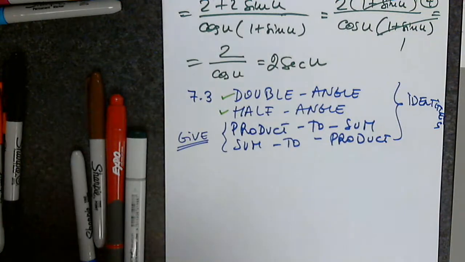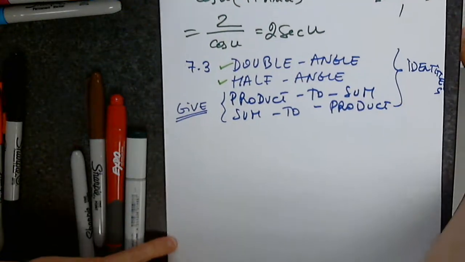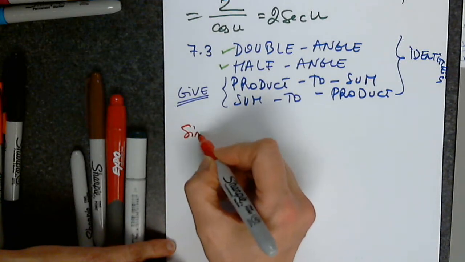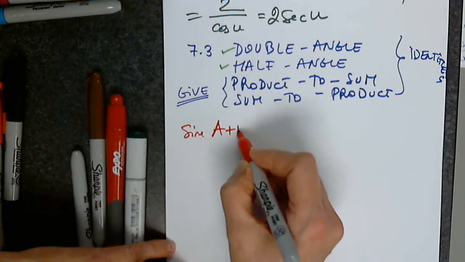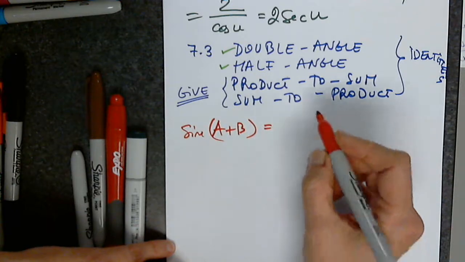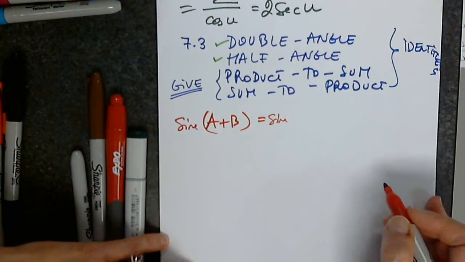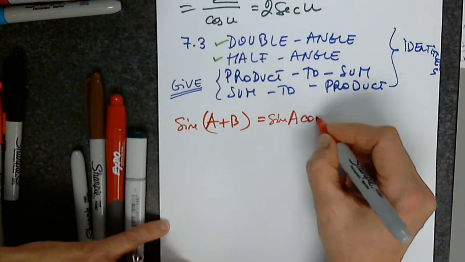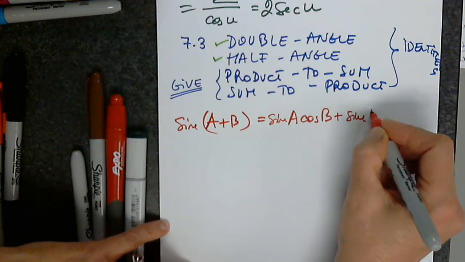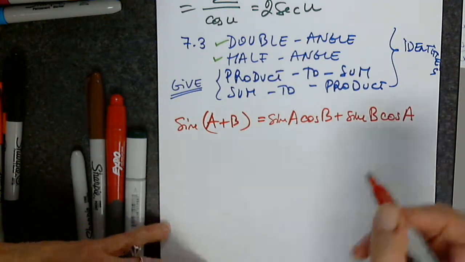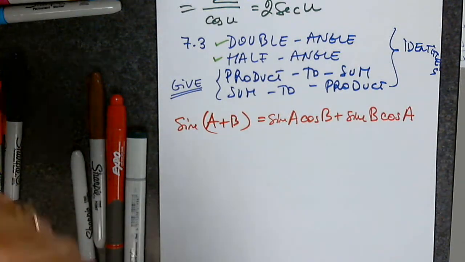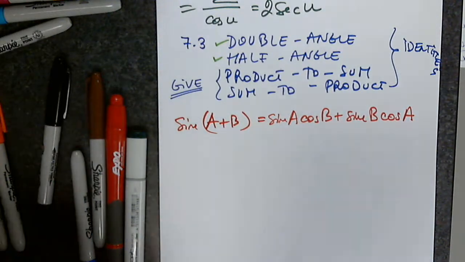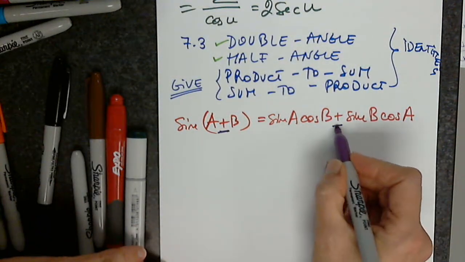So let's review quickly those 3 formulas from last time. Here they are. Sine (A plus B) equals sine A cosine B plus sine B cosine A. You can use alpha and beta, you can use x and y, you can use anything you want. Now if we have minus here, then we have minus here.